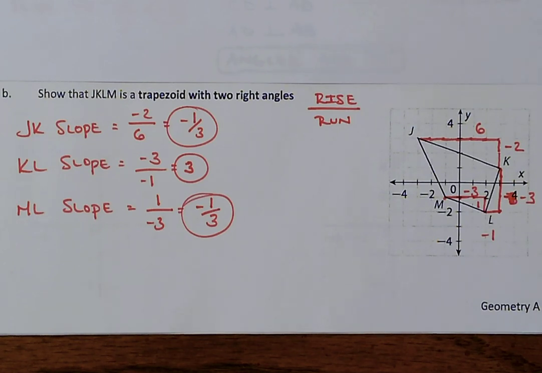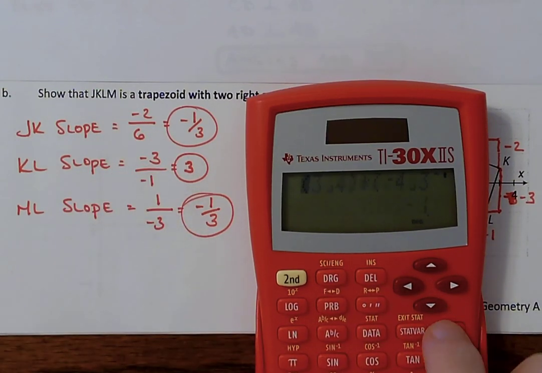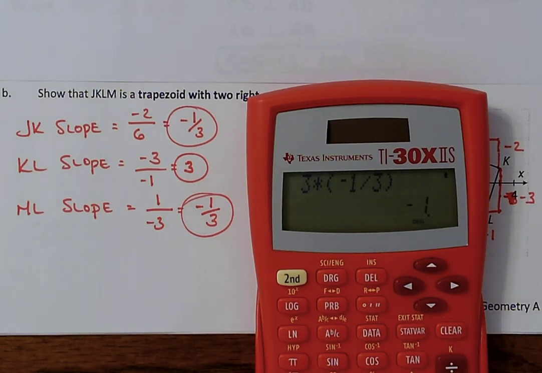The other way that it may ask you in the homework is they would want you to go through and figure out if the product of their slopes is -1. So if we compared JK and KL, if I did -1/3 times 3, we get negative 1. And then if we were to do 3 times the negative 1/3, we would end up with negative 1.